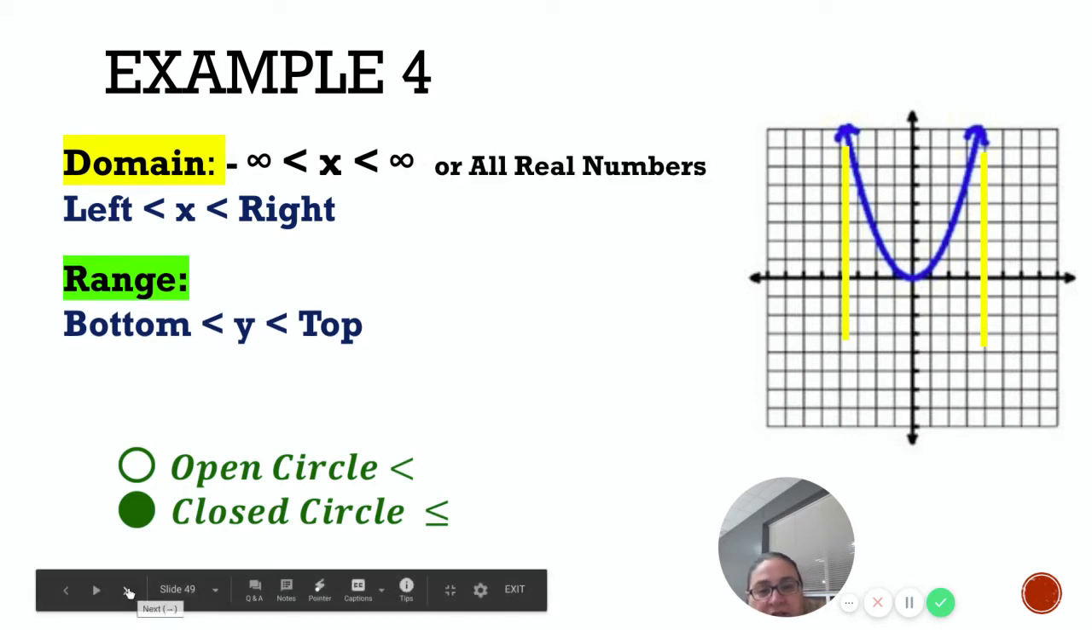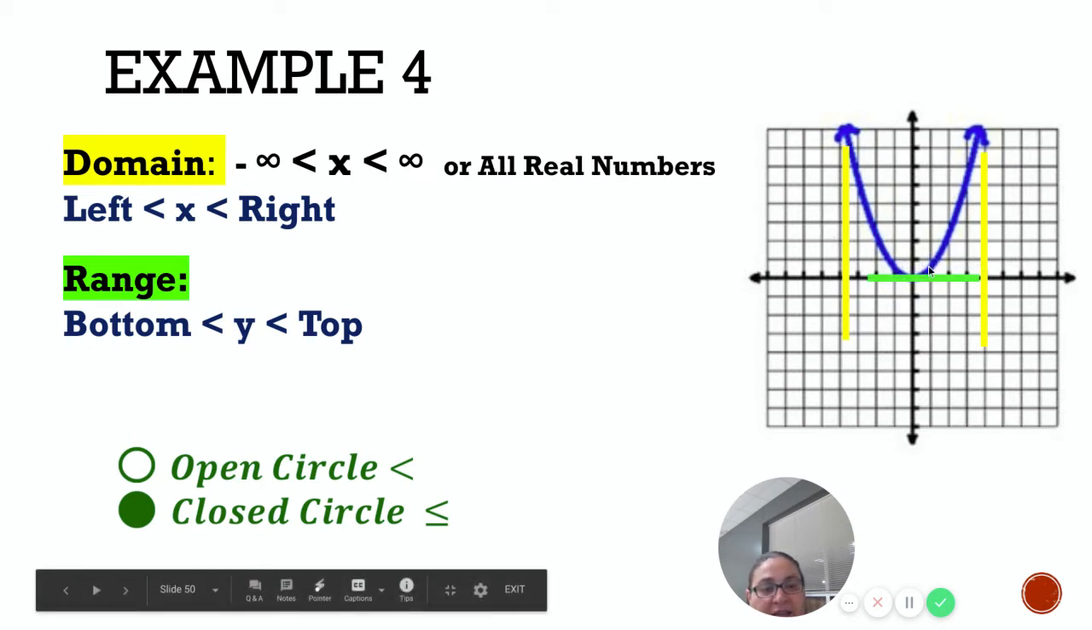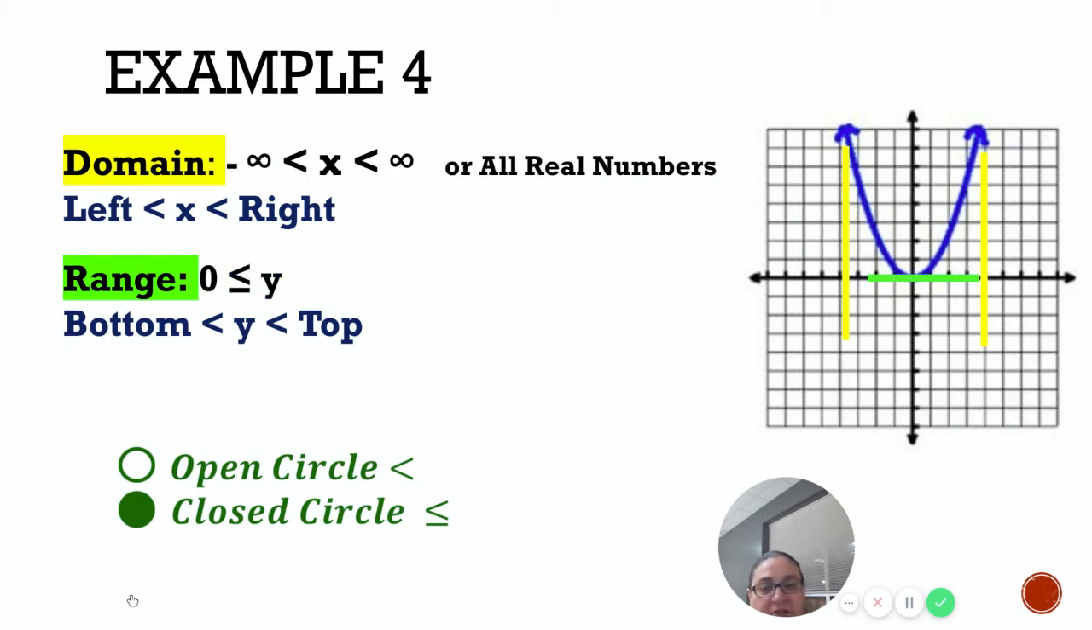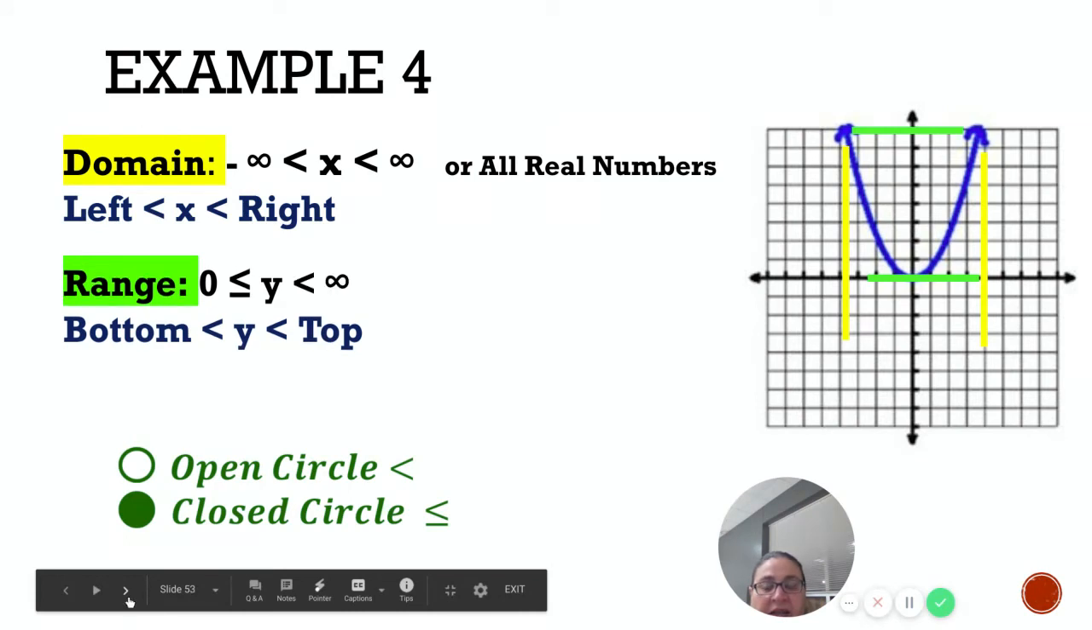Or you might see your answer as all real numbers. Now the lowest that this graph hits on the y-axis is 0. So I would put 0 is less than or equal to y. The reason I use less than or equal to is because there is no open circle. The highest that this graph hits are arrows, and because they're arrows and they're going in the positive direction, I just put less than infinity.